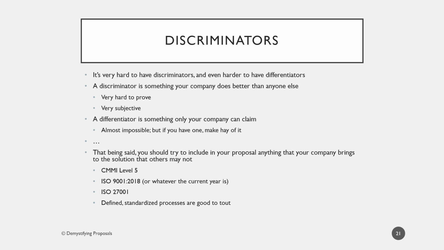Examples of these might be CMMI Level 5 or an ISO 9001 certification. That's quality assurance. Or an ISO 27001, which is the IT systems certification. Defined standardized processes are also good to tout.